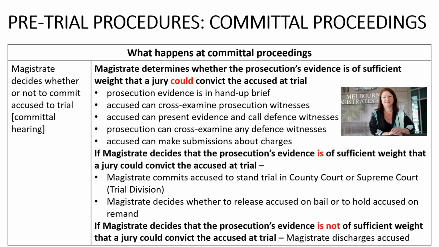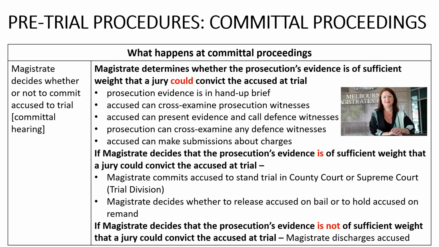If the accused wants to, the accused can, but does not have to, cross-examine the prosecution witnesses and present evidence, including by calling defence witnesses. The accused will do this where the accused wants to challenge the credibility or reliability of the prosecution evidence. The accused can also make submissions to the magistrate that challenge the strength of the prosecution case. Taking all of this into account, the magistrate must then decide whether the prosecution's evidence is of sufficient weight that a jury could convict the accused at trial.